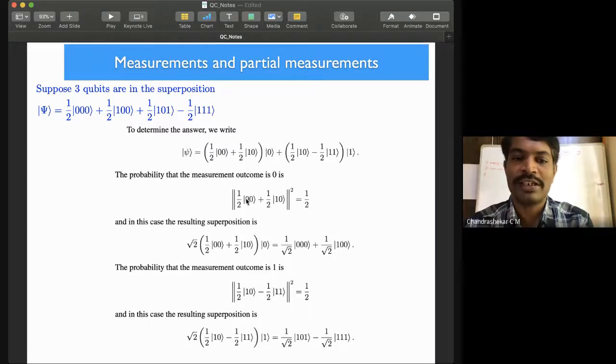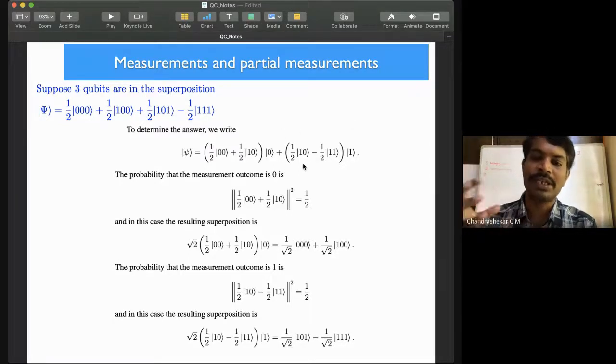So I'm taking the mod square of this whole term, and with that probability I'm going to get my third qubit as 0. And in this case, the resulting superposition would be this. So this is what would be your final output with half probability. And the probability of measurement outcome 1 is also half, just because you have a minus sign, nothing happened. Because these two are of different bases, and when you take the mod square of them, you still get 1/2 probability. Similarly, the output state will be these two.